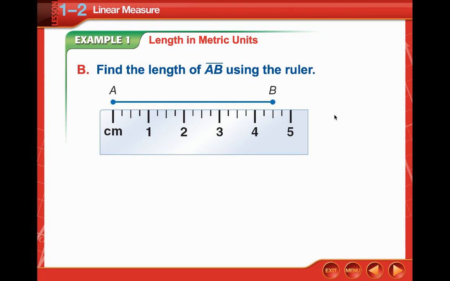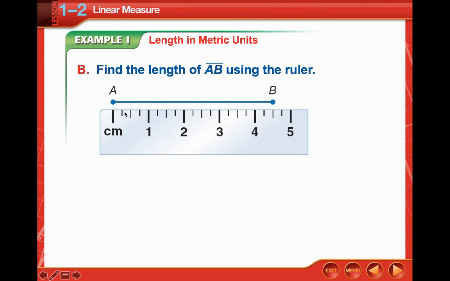Find the length of AB using the ruler. Okay, this is no longer millimeters. This is centimeters. As you can see, it's not 10, it's just 1. So it's 1 centimeter, and then there are dashes in between. If you count, this one would be 0. This is where it starts. If you count how many dashes there are in between each one, there are 3 dashes.